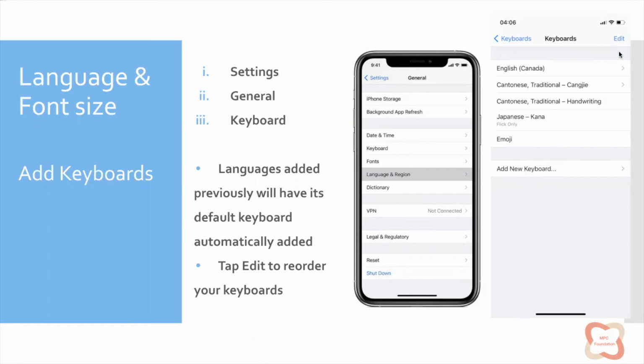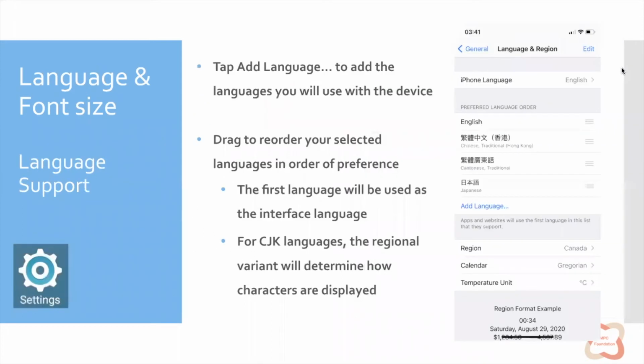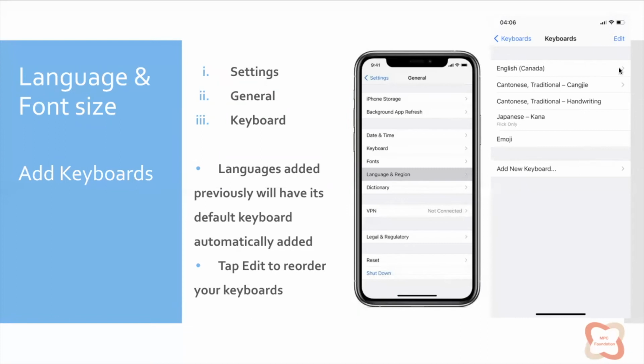And when you tap edit, the three lines that we saw on the previous page will pop up and you'll be able to reorder the keyboards into the order that you want. So that when you're typing, if you click on the world symbol on your keyboard in the bottom left, you'll be able to customize the order in which the languages appear.